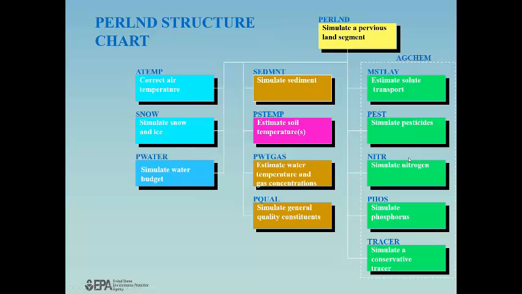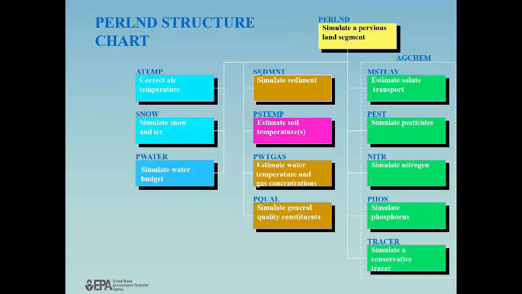I'll go through each of those structure charts just briefly. This is a structure chart showing the various subroutines within the PERLND module. And again, the goal of PERLND is to simulate a pervious land segment or a piece of land within the watershed that is pervious. We have a variety of routines in here to accept air temperature and make any necessary corrections due to elevation changes and differences. The snow module is shown here, and PWATER basically simulates the water budget and provides the transport mechanisms for the other constituents.